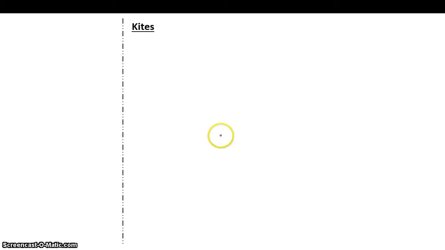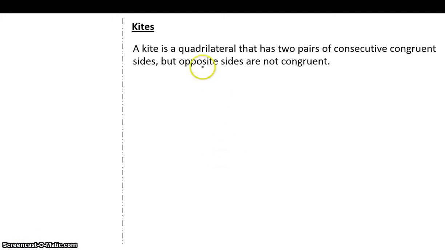All right, and then leave about 6 to 8 spaces, however many you think you need, in order to answer your level 2 question that you're going to write for that trapezoid section. And then our last main idea is going to be kites, which is another special quadrilateral that we have. So let's do a definition of a kite. A kite is a quadrilateral that has 2 pairs of consecutive congruent sides, but opposite sides are not congruent.